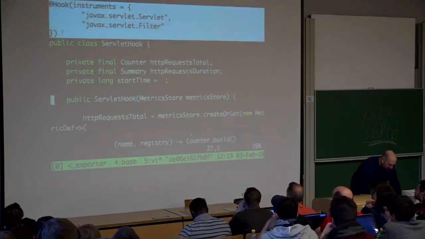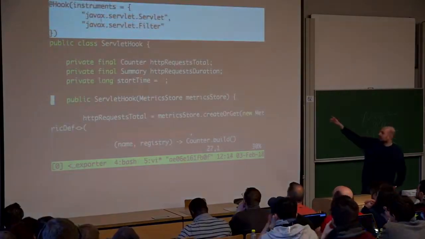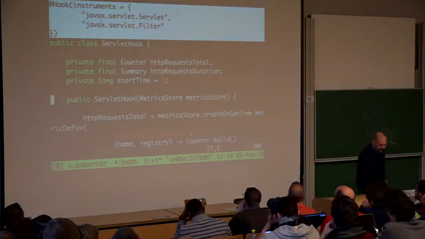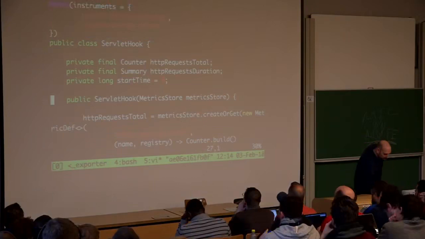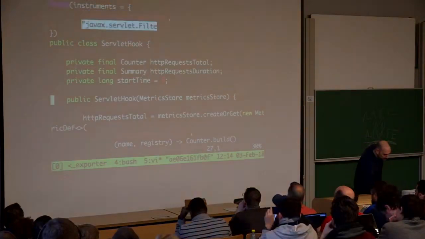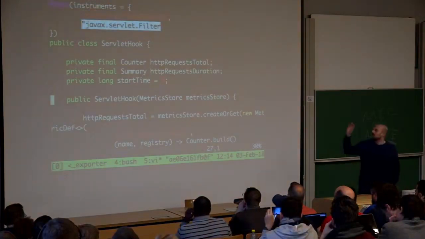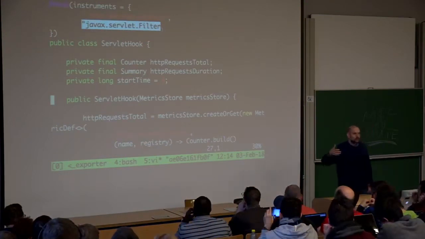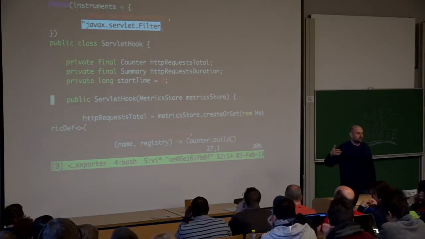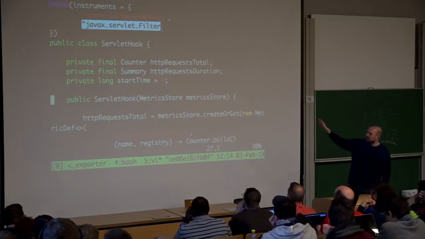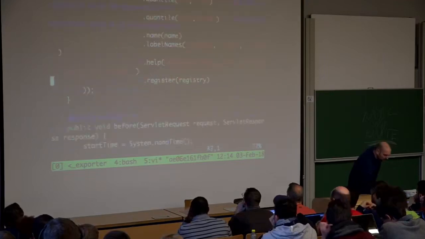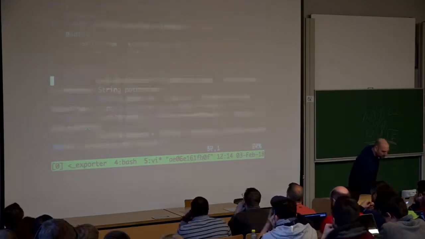And what I did here, I annotated it with the classes or interfaces that this is going to instrument, okay? And in this example, we are going to instrument the servlet and the servlet filter. And those are both standard Java interfaces that are always involved when you respond to HTTP traffic. Okay, so we can monitor HTTP traffic with that. And then there's a little bit of code just setting up the Prometheus metrics. That's just the same as with the standard client library.